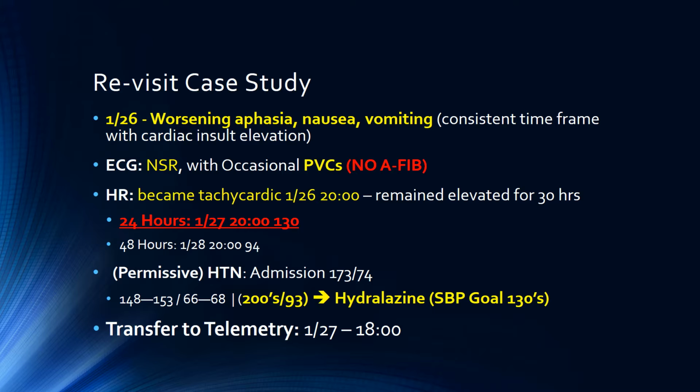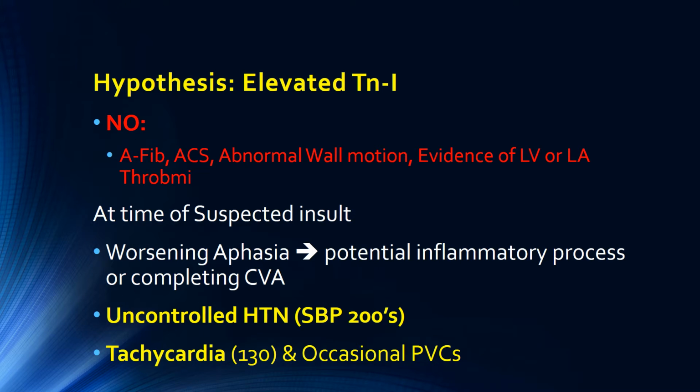All right, so our hypotheses here for the elevated TNI. She had no AFib, no ACS, no abnormal wall motions. She had no evidence of left ventricular or left atrial thrombi. At the time of suspected insult, she had a worsening aphasia. Potentially, this is an indication of an increased inflammatory process.